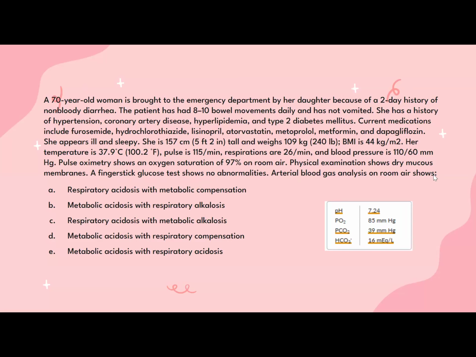An ABG analysis shows a pH of 7.4, which is low, right? A PO2 of 85, which is also on the lower side. A PCO2 of 39, and then a bicarb of 16. And now they're asking you, what disorder is this? And do they have a concomitant disorder or do they have compensation? I will wait for your answers.